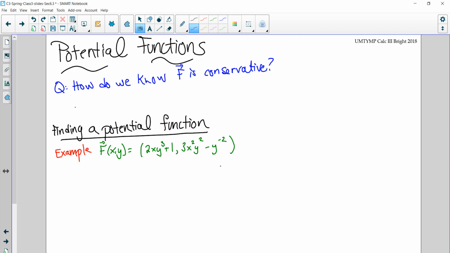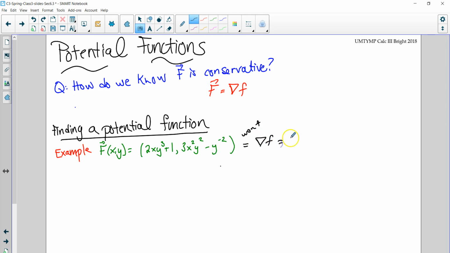We got stuck trying to find this potential function, because that would be the key to unlocking the fact that our vector field f is conservative. Again, we need the criterion that the vector field f is the gradient of some potential function f. Here's the same example we left off with last time, and I provided a clue: we want this to be the gradient of f.